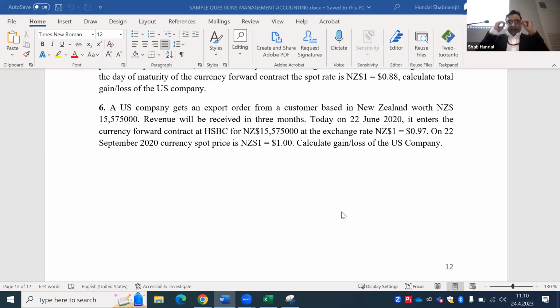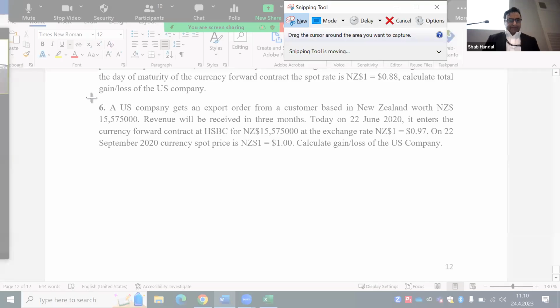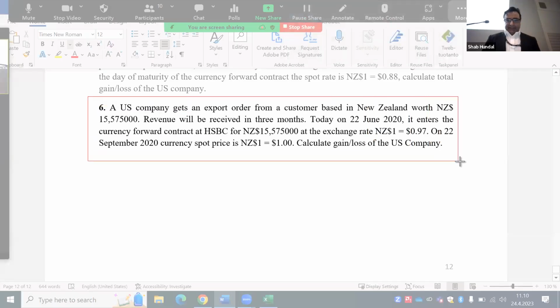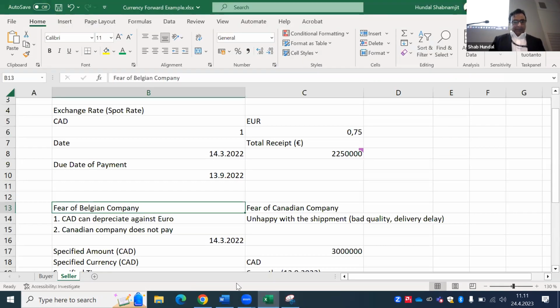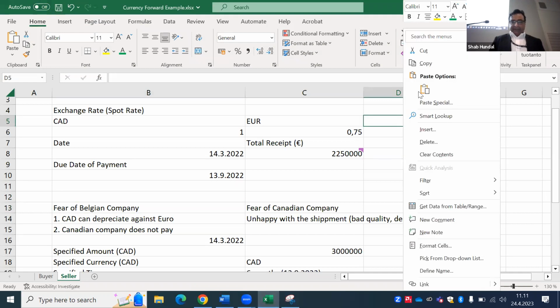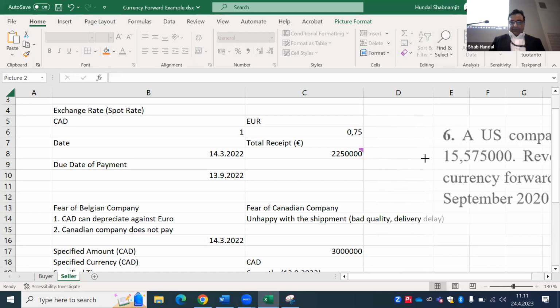Okay, so maybe I show you the solution to the second question, which you are thinking from the perspective of the exporter or seller. Once again, I take the screenshot, copy it, and now in here I can actually paste it, maybe in how to.